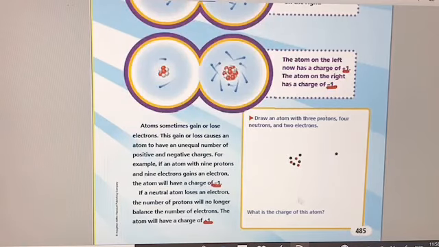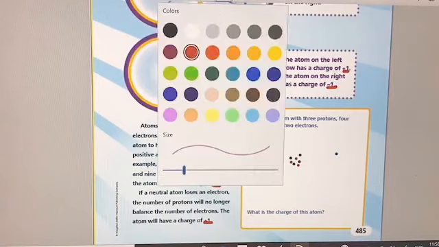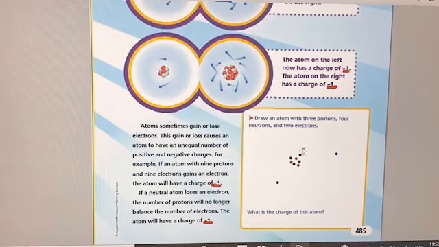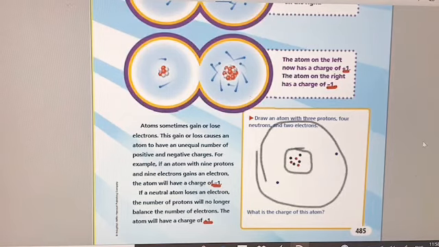So these are the electrons. Okay, this is the nucleus, and this is the electron cloud. All right, the question now is, what is the charge of this atom? Is it easy? Now, let's find out.